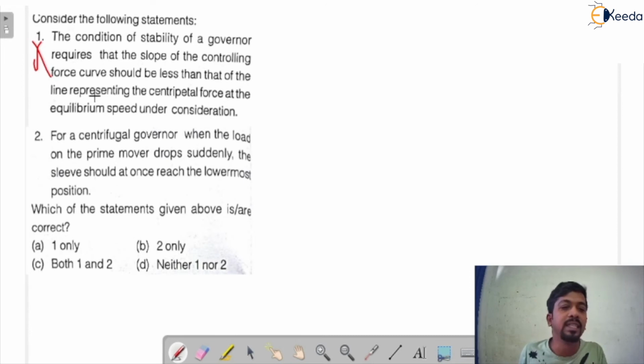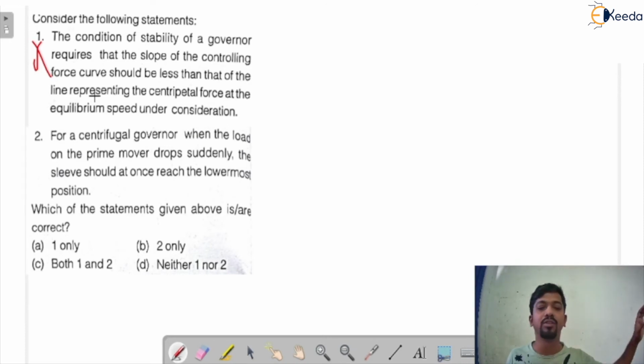In the second statement, it is saying that for centrifugal governor, when the load on the prime mover drops suddenly, the sleeve should at once reach the lowest position. This is not correct. You already know that when there is a load increase on the engine, there will be a decrease in the speed of the governor. That means sleeve will move in the downward direction, and it will reach the bottommost position.